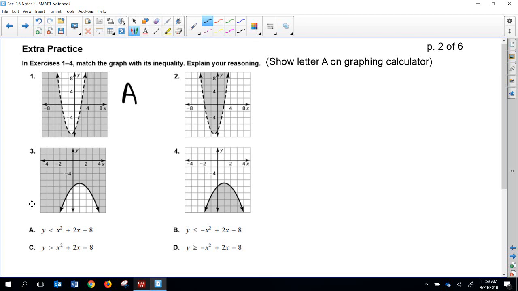Now, our goal is to be able to match these without having to put them into our calculator every time. So let's go to number 2. For number 2, do you think this would be greater than or less than? Are we talking about the points above or below the parabola? Above. So I'm looking for something with greater than. So I've narrowed it down to C and D because those are both greater than. This one is dotted. So which one would it have to be, C or D? C. Also, look at the coefficient of x squared. It's positive. Remember how that means it would open up? So this has to be letter C.